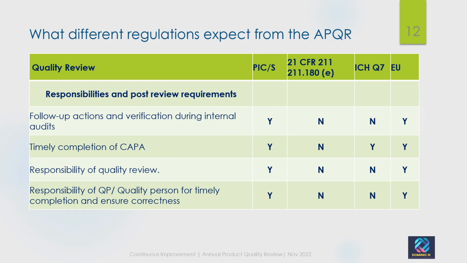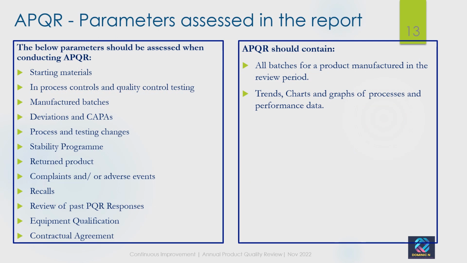And it's the same for the responsibilities. We should follow up on actions and verifications during internal audits, timely completion of the CAPAs, responsibility of quality review, responsibility of quality, the QP, delegate, the qualified person, for timely completion and ensuring effectiveness. And these are the parameters that should be assessed in the report, like we discussed earlier.